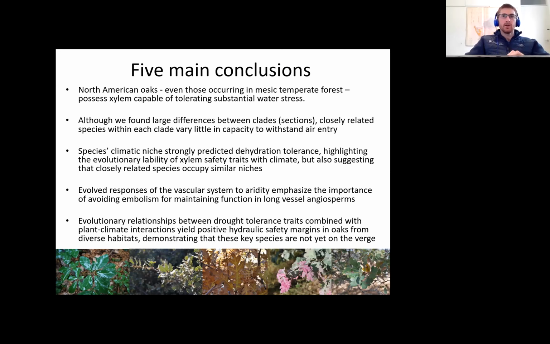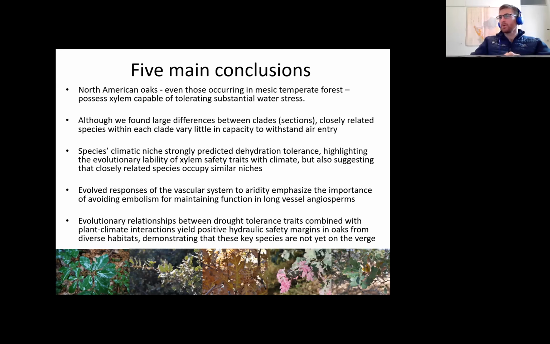And what we find when we look at the phylogenetic pattern is that there are fairly large differences between clades, but that closely related species within each clade vary little in capacity to withstand air entry. And we can speculate as to whether this allows us to better predict the likely physical tolerance of other species that we haven't yet quantified. Whether we can use the phylogenetic context to maybe predict some of the variation in these traits that we might expect to observe, because it's very difficult to measure these traits and to generate some way of better predicting the function of diverse species is essential.